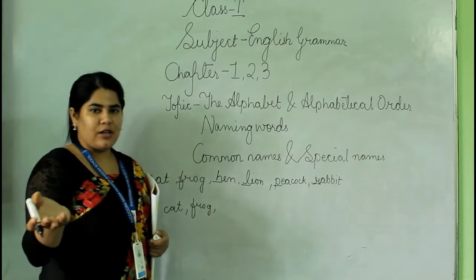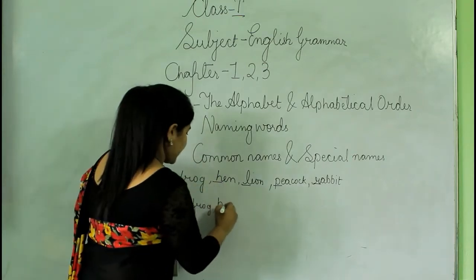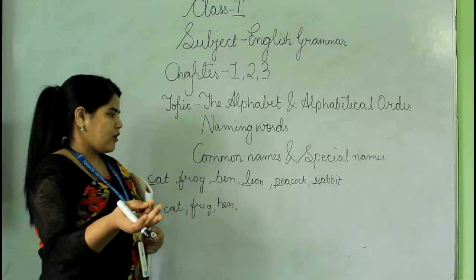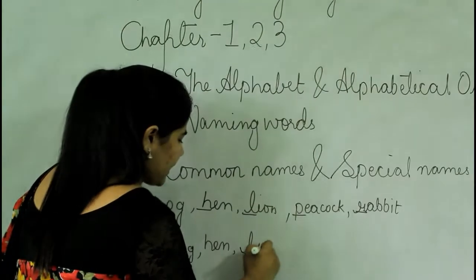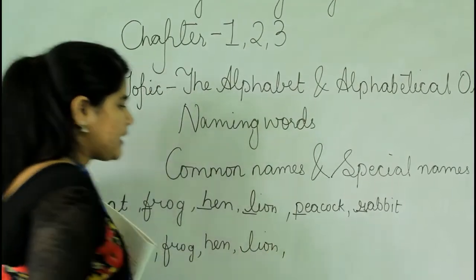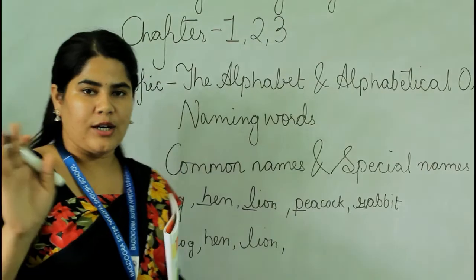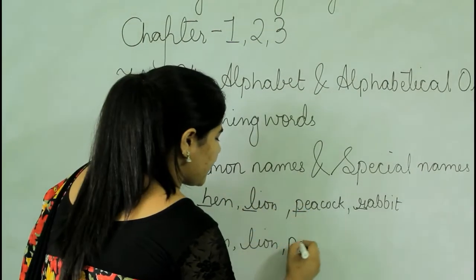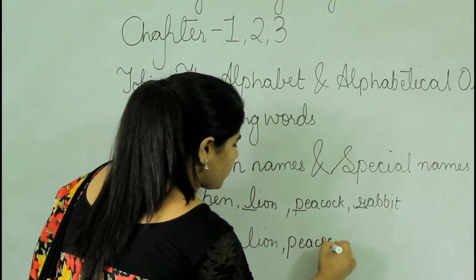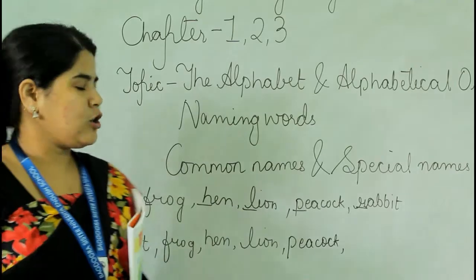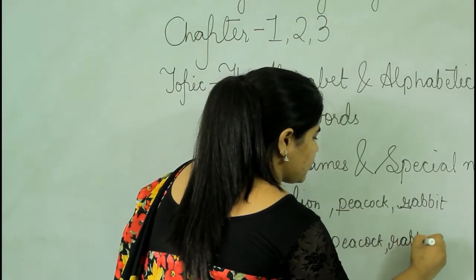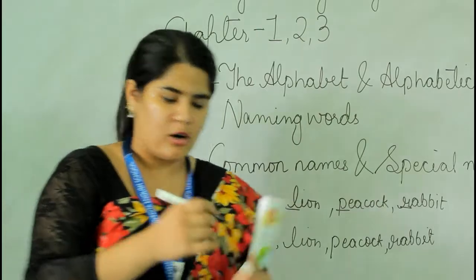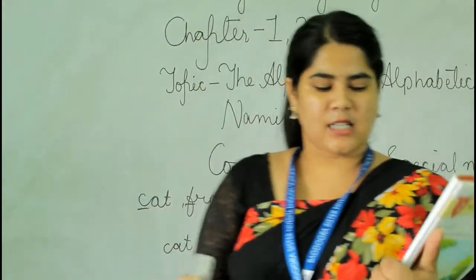Then G is not there. H is there, so write H-E-N hen. I is not there. J, K are not there. Then lion, L-I-O-N lion. Then M, N, O are not there. Here comes P for peacock, so write peacock. Now Q is not there. R. So in this way you have to arrange them. You have to do this in your book and also in your exercise book.